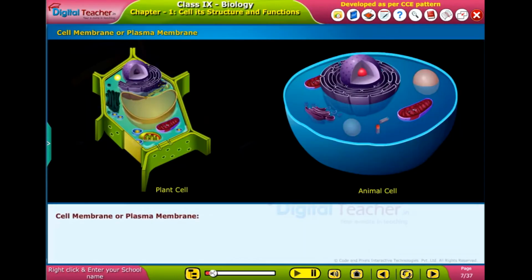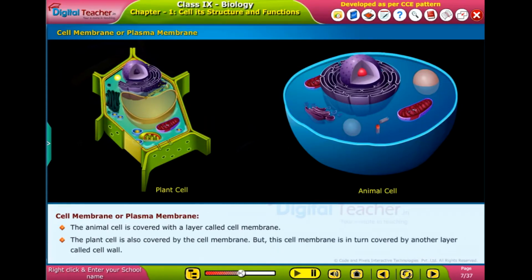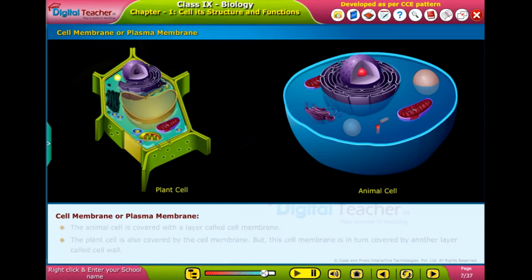First, let us learn about cell membrane or plasma membrane. The animal cell is covered with a layer called cell membrane. The plant cell is also covered by the cell membrane. But this cell membrane is in turn covered by another layer called cell wall. To understand and observe the cell wall, let us perform an activity.